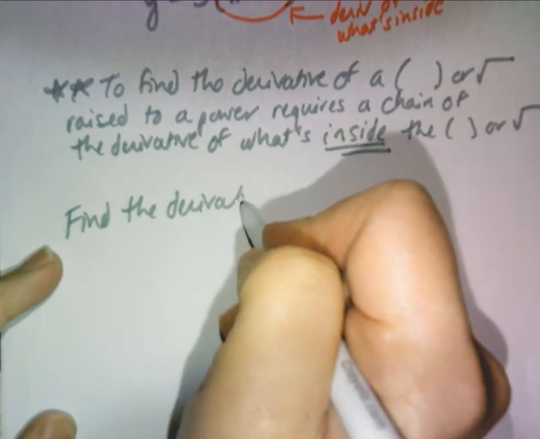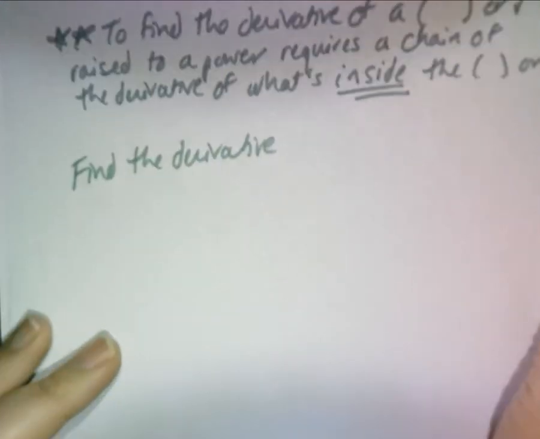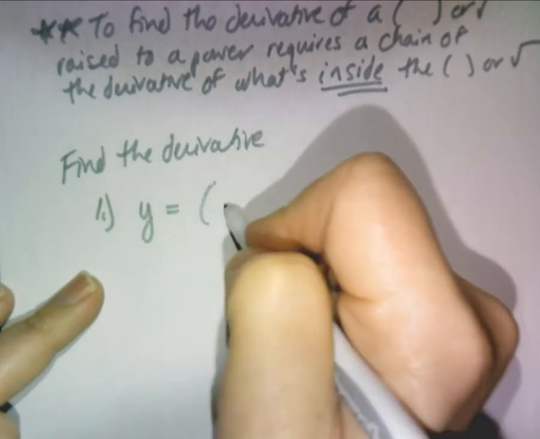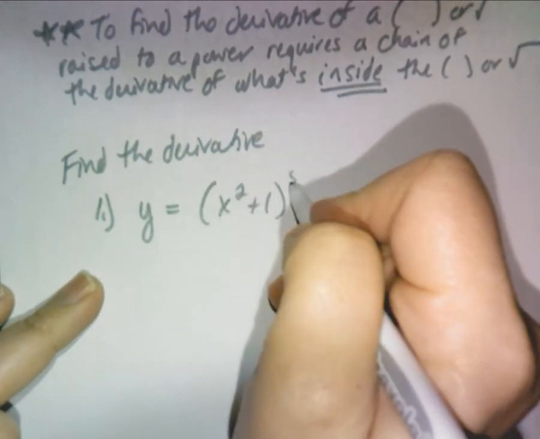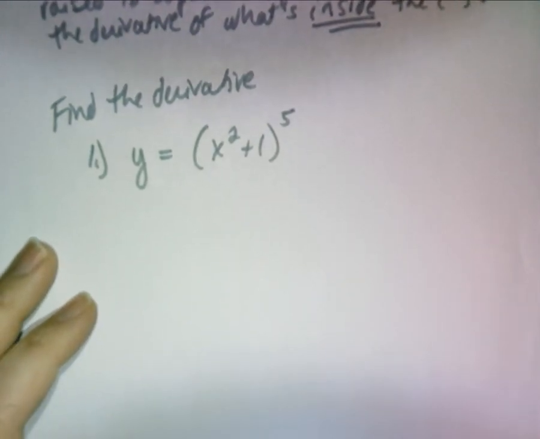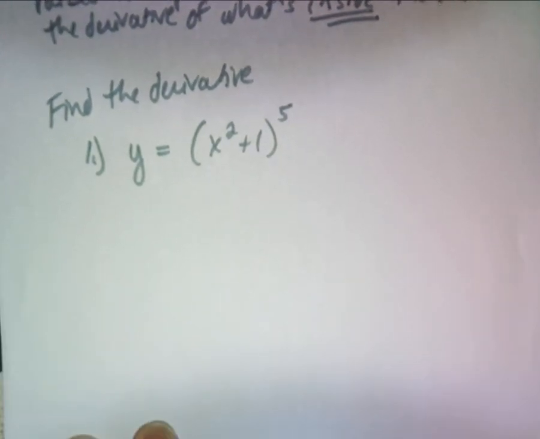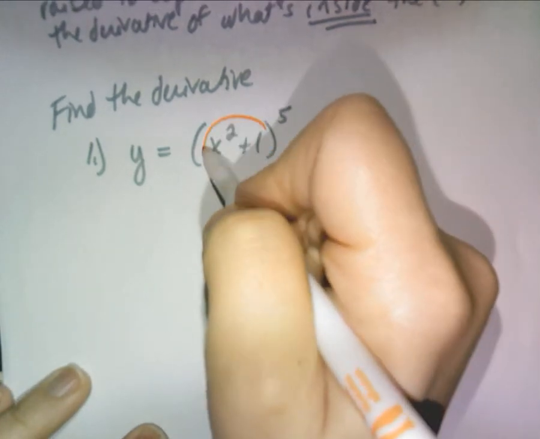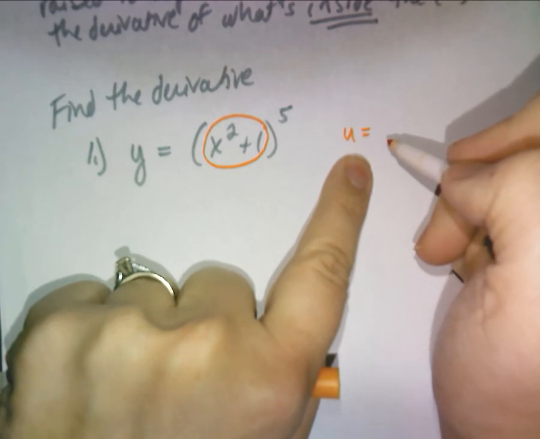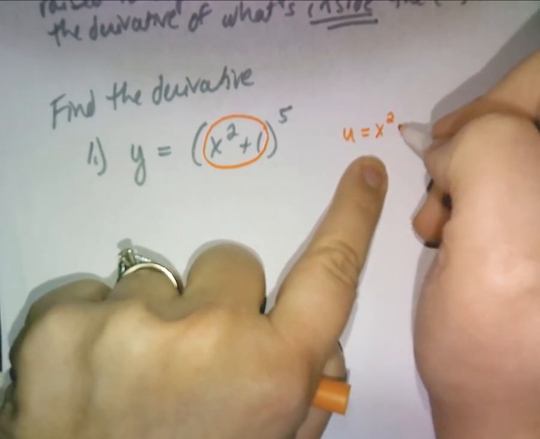All of them are going to say find the derivative. All right, so number 1, y equals x squared plus 1 to the 5th. Definitely don't want to multiply that out. No, that would be annoying, and foiling. So here's what you're going to do first. This is called the U substitution method. This is how I do it. Whatever's on the inside, you call that U, and you write it out on the side of your paper. U is x squared plus 1.